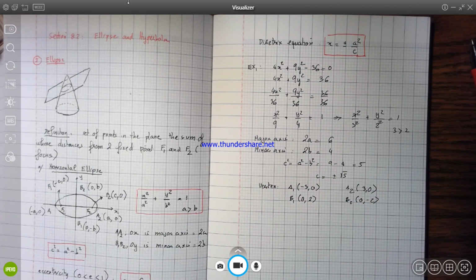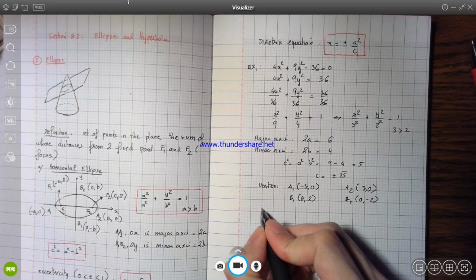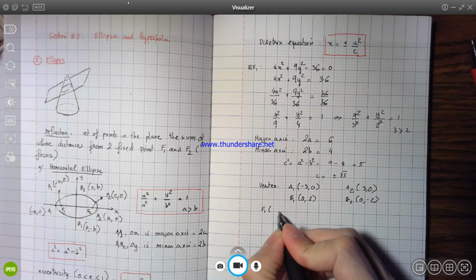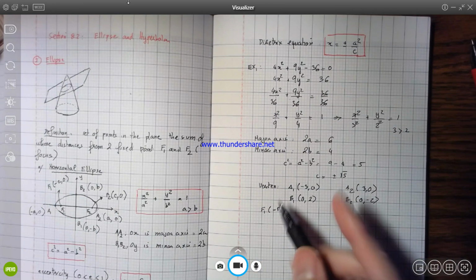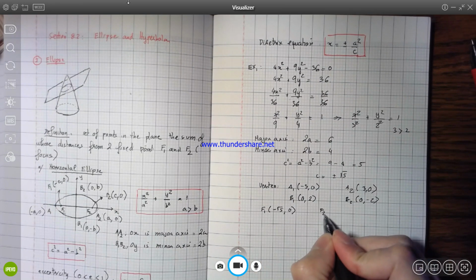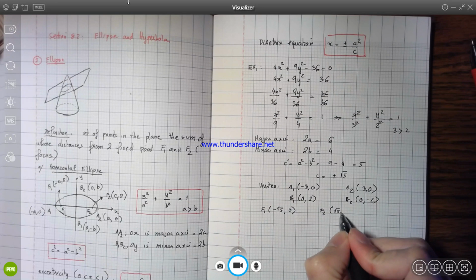And we also have the coordinates of the foci. So f1 will be negative square root of 5, 0, and f2 will be square root of 5, 0.